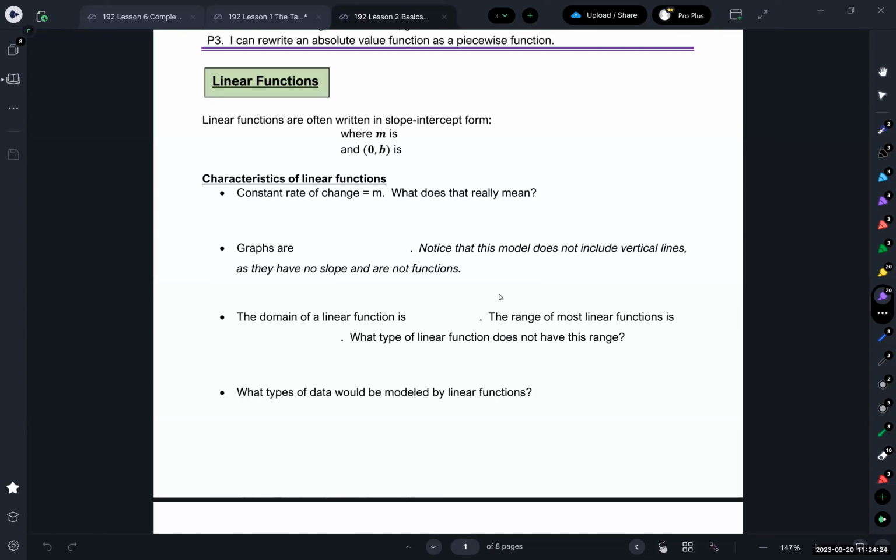So linear functions are often written in slope-intercept form. It's probably one of those formulas that you remember more than any other. And m, of course, is the slope of the line, and b is the y-intercept, hence why it's called slope-intercept form.